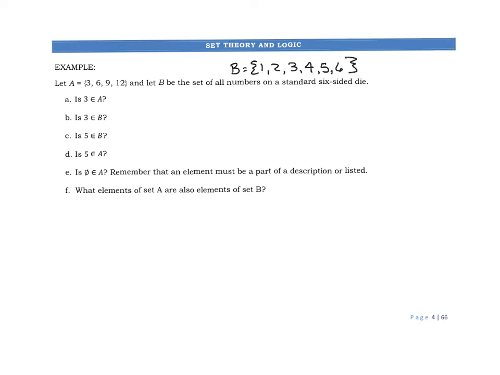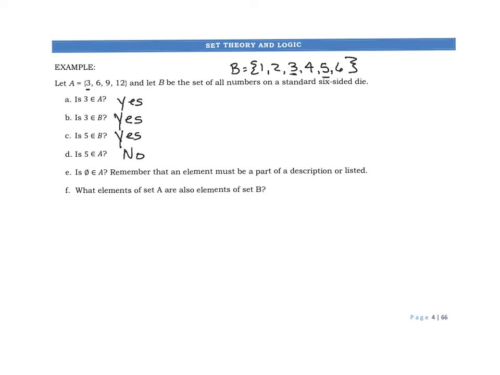So let's go ahead and answer these questions quickly. Is 3 an element of set A? Well, yeah, there it is listed. Is 3 an element of set B? Yes, there it is. Is 5 an element of set B? Yes, it's listed in the set. Is 5 an element of set A? No.